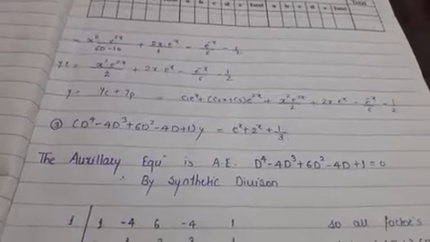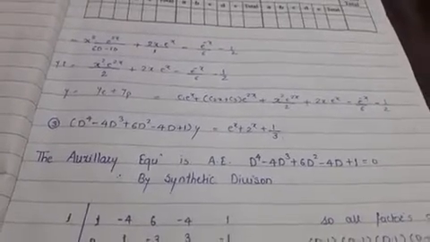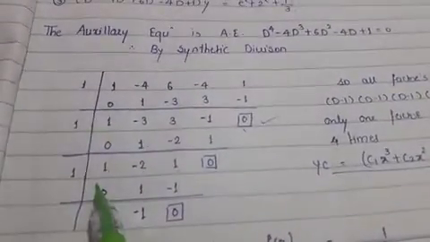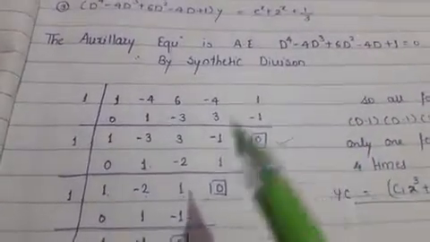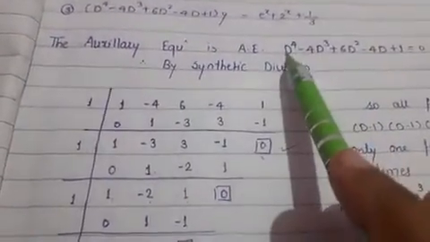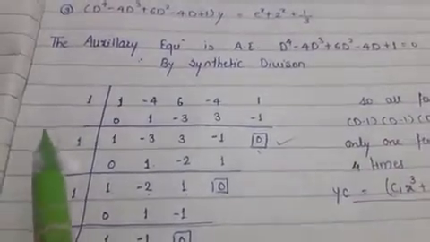So 1 ones are again plus 1. So minus 1 plus 1 becomes 0. By continuing this process, I can obtain 3 factors here and 1 remaining term is here. Now all of you remember one thing: whatever the degree of the polynomial, that number of factors are present. So degree 4 is present, so 4 factors, 1, 2, 3 and the remaining 4.